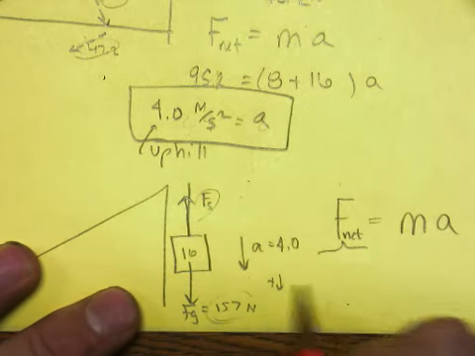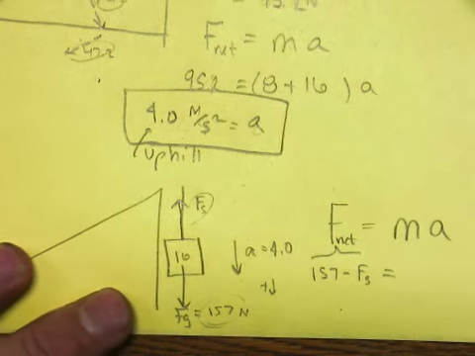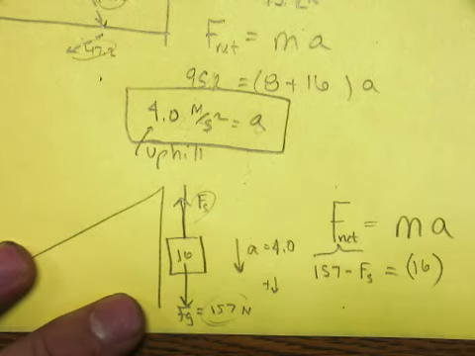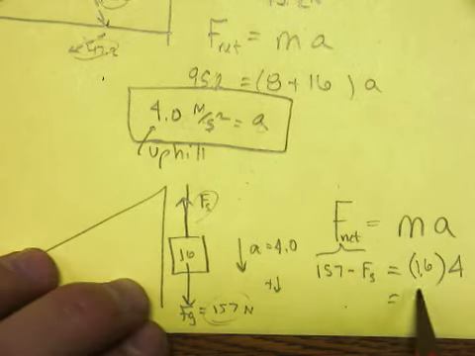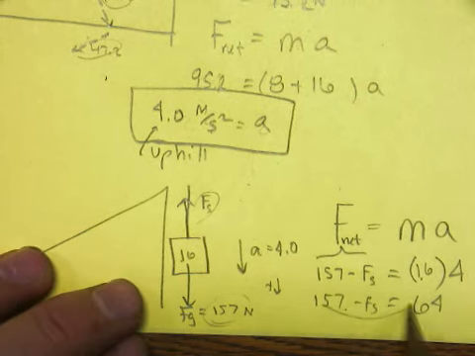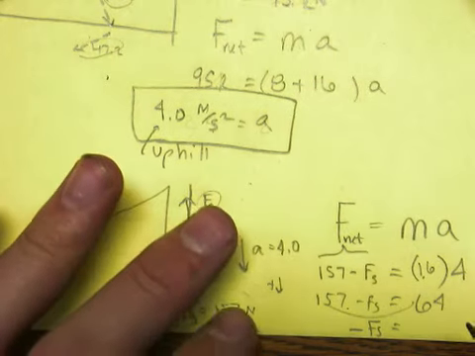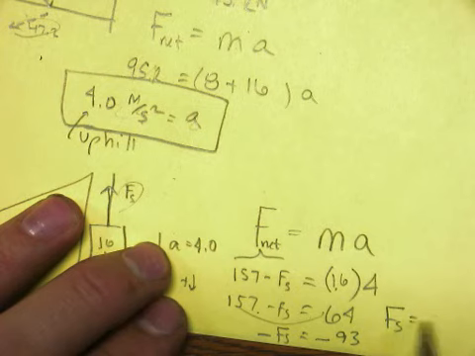So I'll call positive down, so I have 157 minus the force of the string, and that equals the mass, which in this case is 16, and the acceleration, which is 4. So you take 16 times 4, and that comes out to be 64. Then you subtract 157, you get negative F of S equals negative 93. So the force in the string is equal to 93 newtons. It's a positive 93.